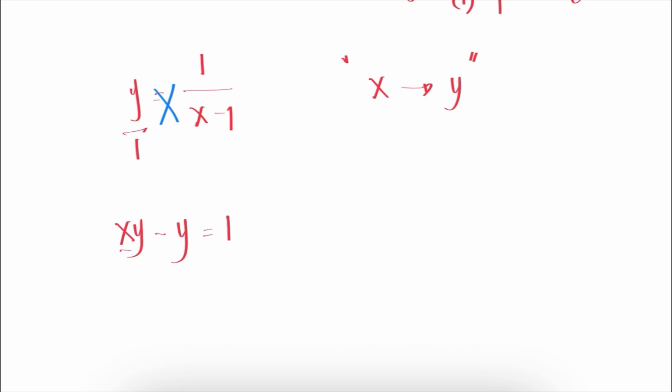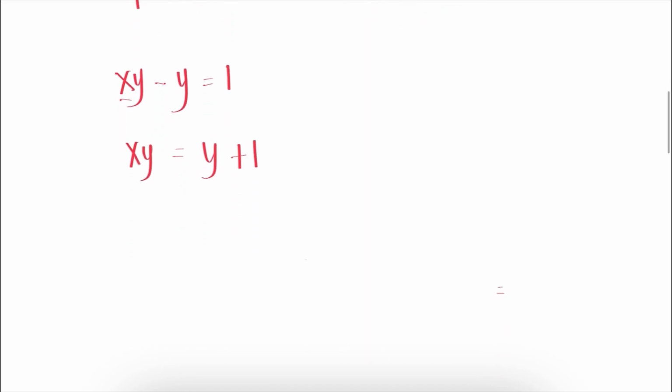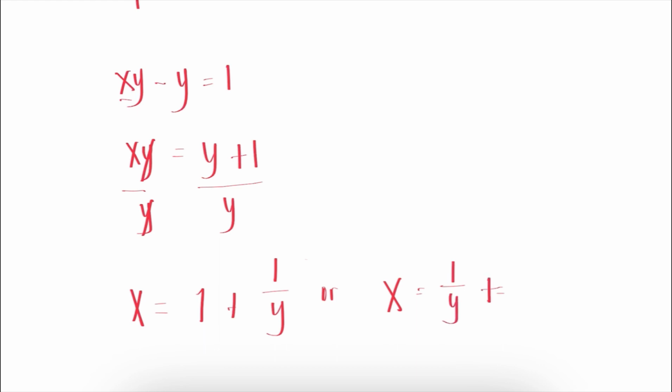And then solving for x, we have xy is equal now to positive y plus 1. So we transpose negative y to the right, so it becomes positive y. And then solve for x, so divide both sides by y. So cancel this out. So we have now the equation x is equal to y divided by y, which is 1, then 1 divided by y is 1 over y. Or you can also rewrite this as x is equal to 1 over y plus 1.